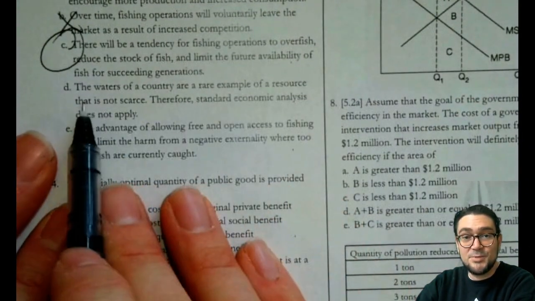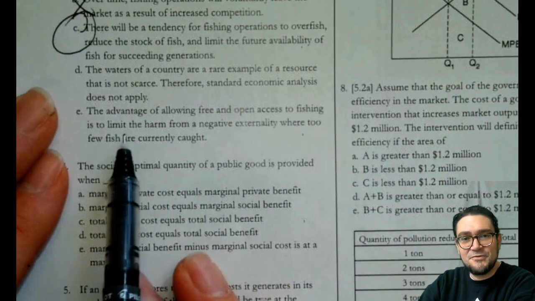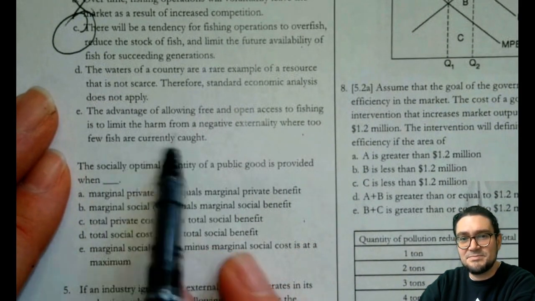And then I do like the other two answers. The waters are a rare example of a resource that is not scarce. It's not about the water, it's about the fish. The advantage of allowing free is to limit the harm from a negative. There are too few fish.